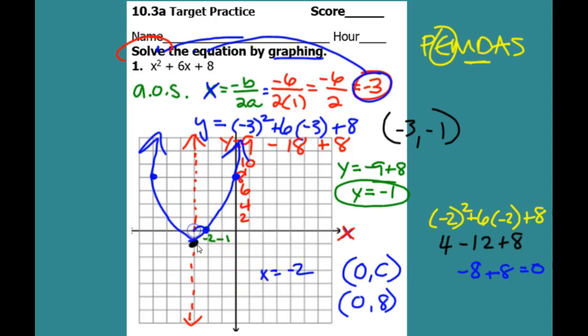One of our answers is x equals negative 2. And if this is 1 square away from my axis of symmetry, it's 1 on the other side as well, which would be negative 4. So those are our two solutions.